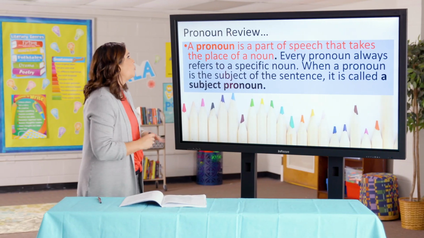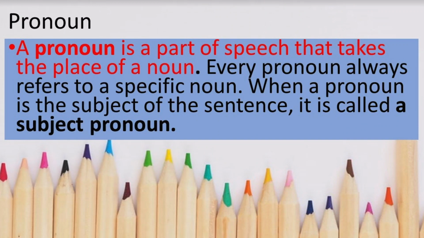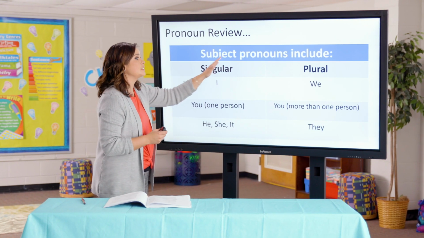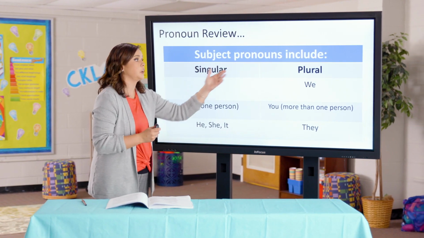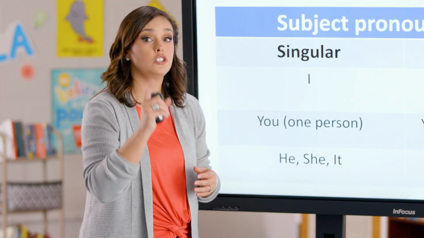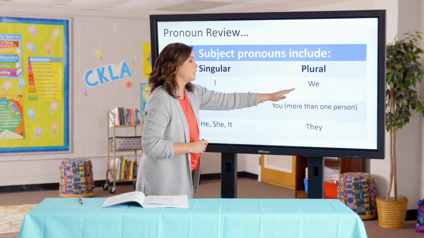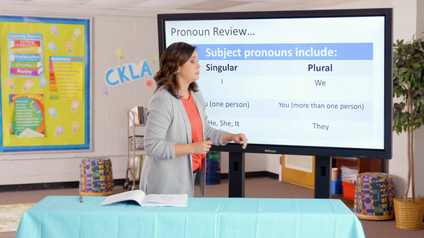In the last lesson, we learned about pronouns, and a pronoun is a part of speech that takes the place of a noun. Remember, every pronoun always refers to a specific noun. When a pronoun is the subject of the sentence, it's called a subject pronoun. We've talked about subject pronouns and how they can be singular or plural, like with I, you, he, she, it, meaning just one noun or a singular noun. Or plural, like we, you, meaning more than one person, or they.